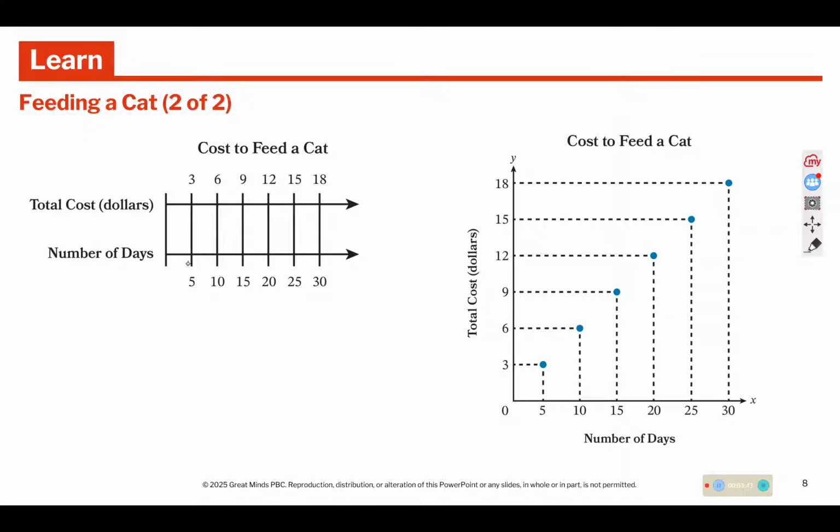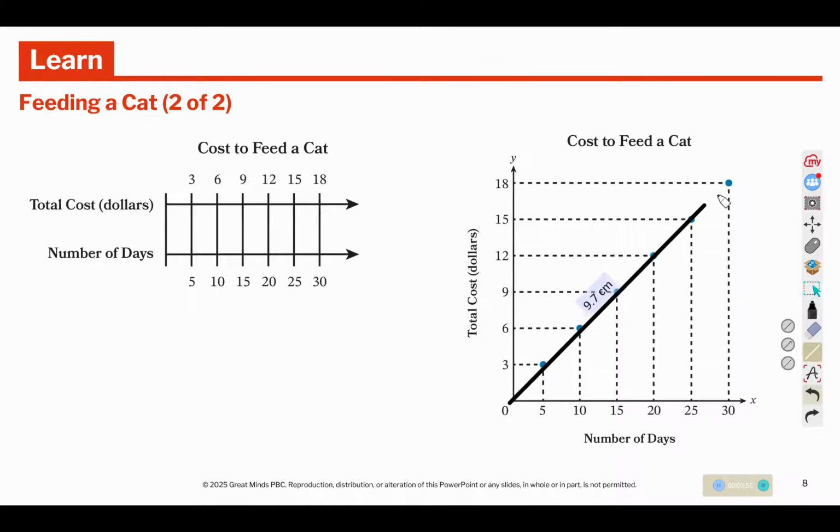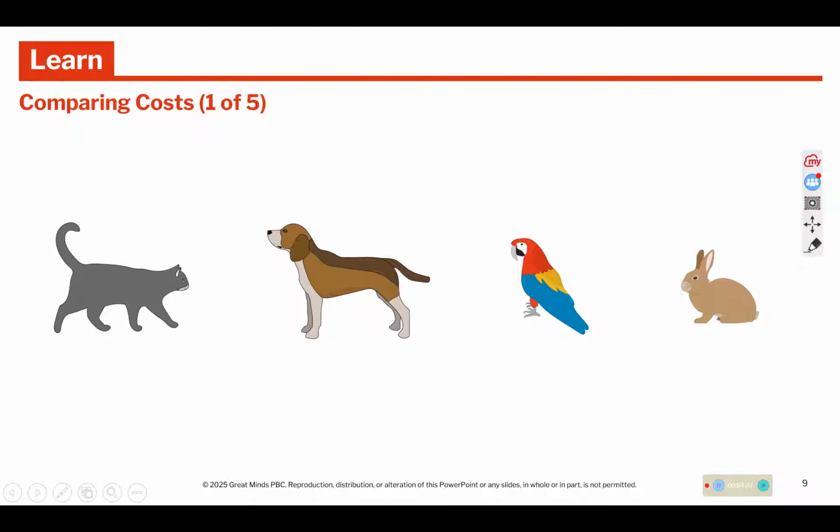If we were to graph these points, we could graph the point 5, 3 on the grid. Notice that these dots make a diagonal line that goes through the origin, just like how our double number line always starts at 0, 0. We're going to compare the cost for a cat, a dog, a parrot, and a rabbit.